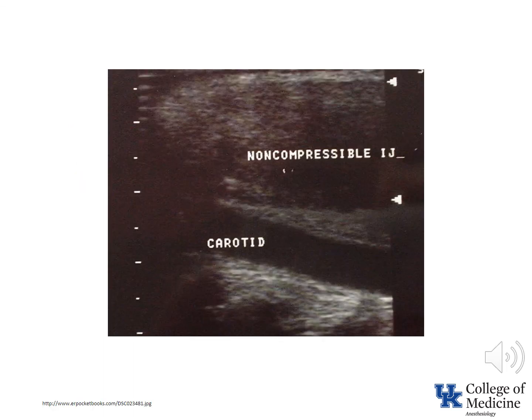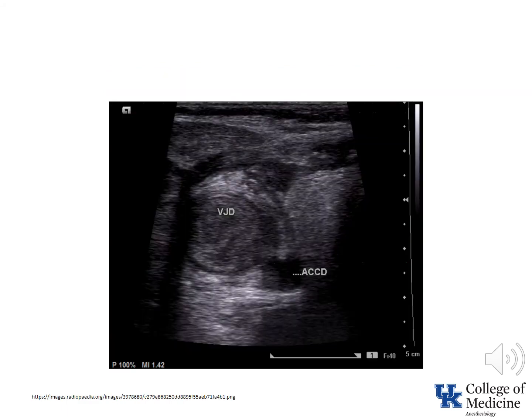Here's an ultrasound image of the vessels in the longitudinal axis, demonstrating a thrombus in the internal jugular vein. As noted, the presence of the thrombus results in the jugular not responding to external pressure from the probe. Here's another image demonstrating the presence of a thrombus in the internal jugular vein, but this time it is visualized in the short axis.